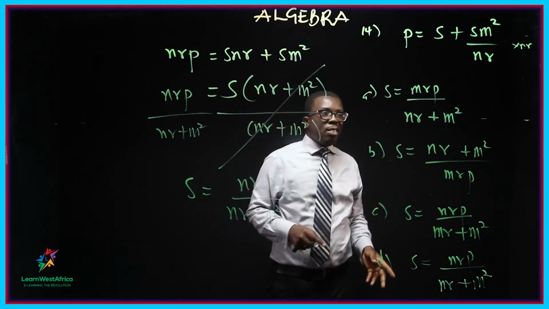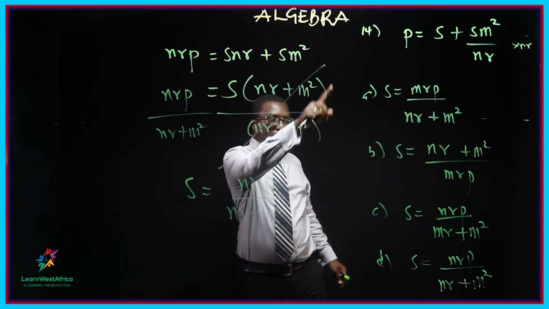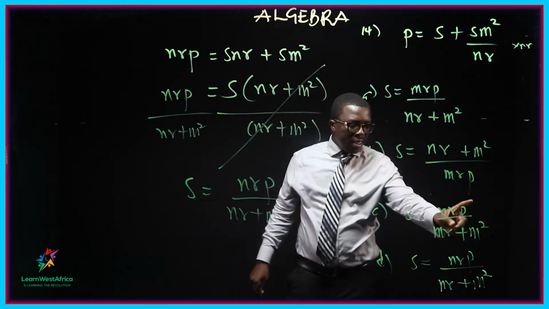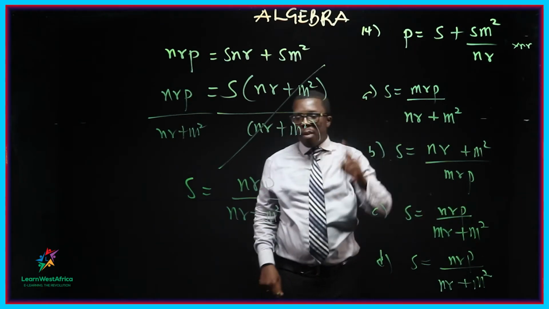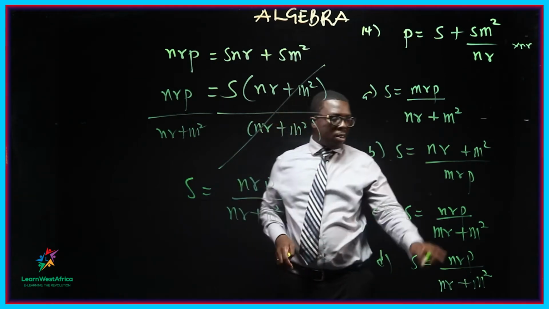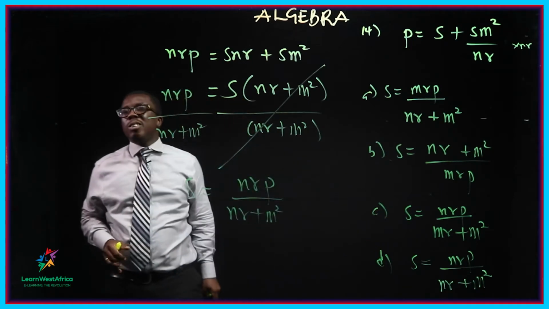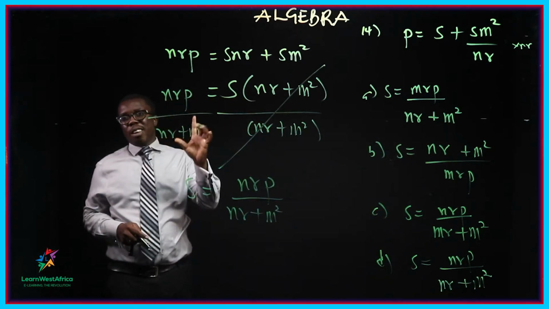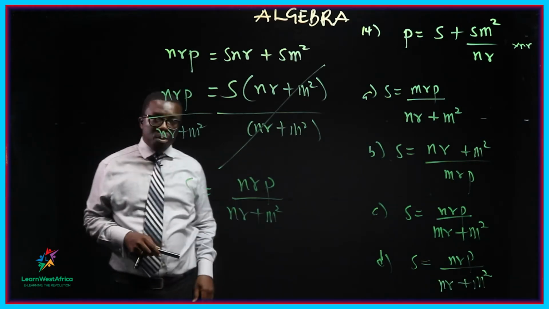So the answer is NRP over NR plus M squared. Anyway, this is the correct answer for question 14, making S the subject.